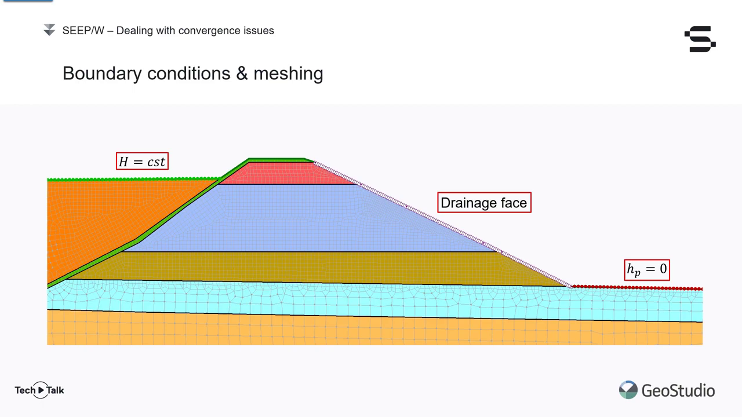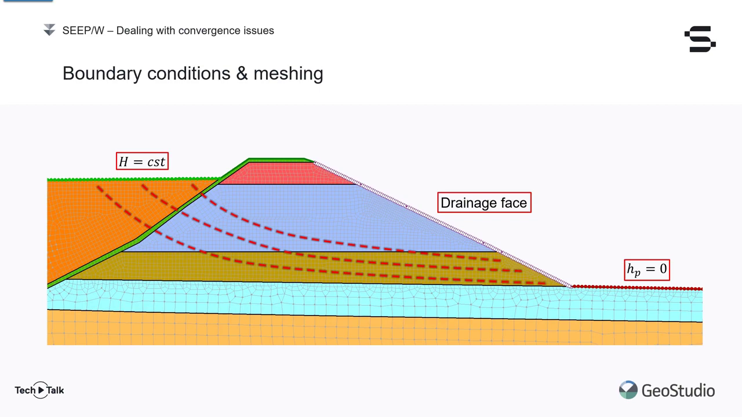With these boundary conditions in place, and given how the light blue material deposit has a low hydraulic conductivity, we expect a water flow regime to develop within the dam where water should exit the dam through the brown material.